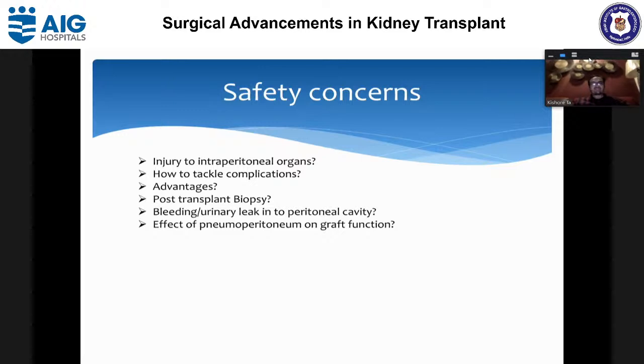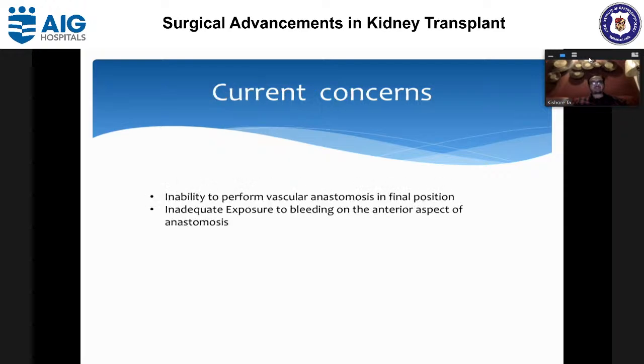So I think from this technique we could address most of our concerns. There is hardly any worry for intraperitoneal organ injury, and we can tackle most of the complications, including bleeding. Post-transplant biopsy can be taken without fear. And if you are doing open or through the GelPoint, you can even avoid the pneumoperitoneum effect on graft function also. My current concern is, as a transplant surgeon, we probably should place the organ in the final position and do the anastomosis, but we are not doing it.